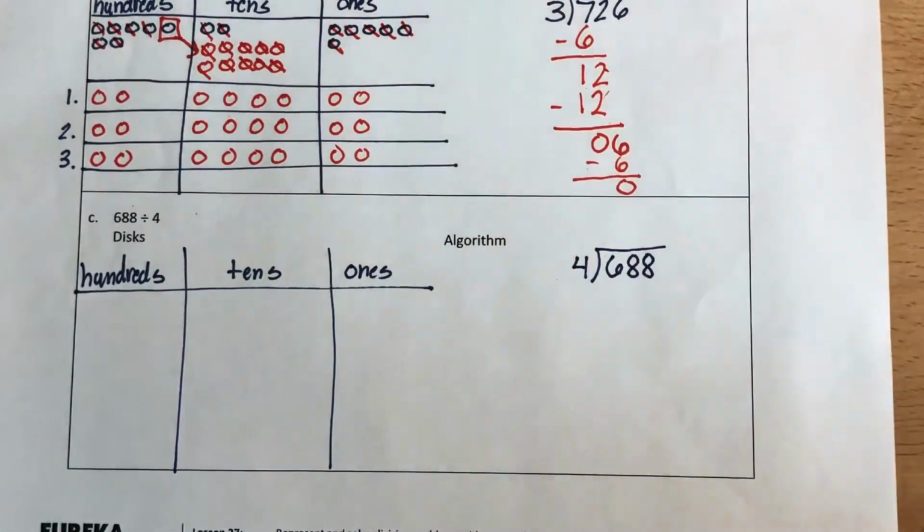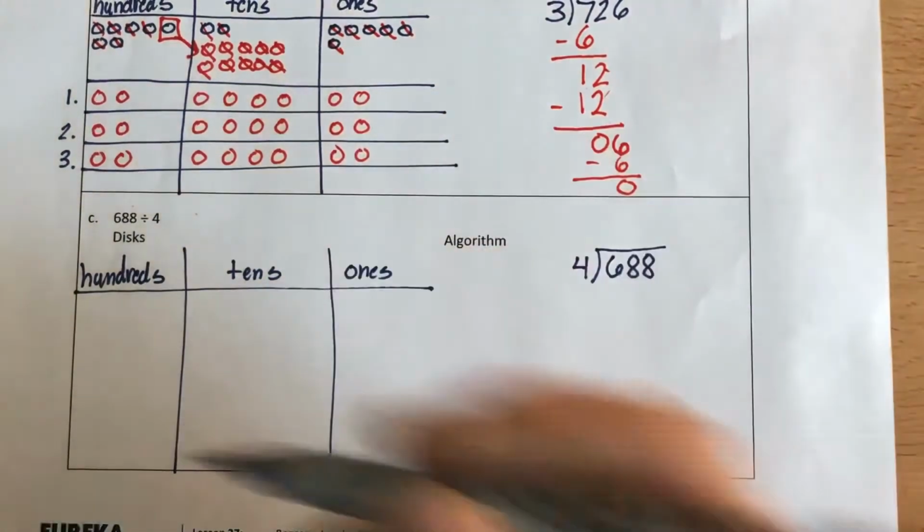I'm going to switch colors. Nope, can't switch colors yet. I'm getting ahead of myself. I'm too excited, I want to do this.